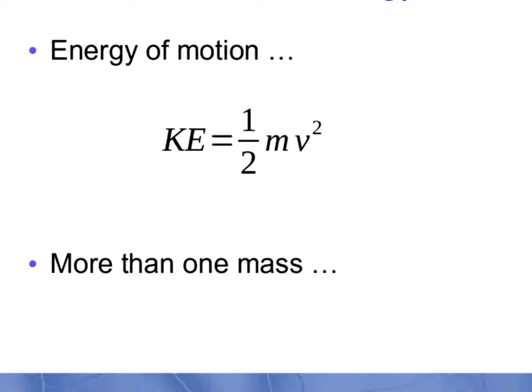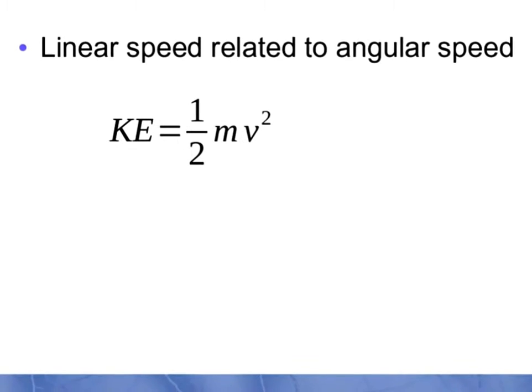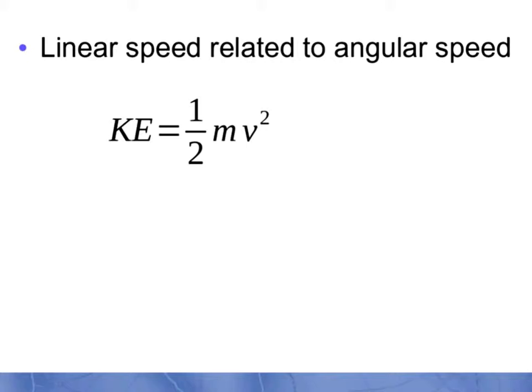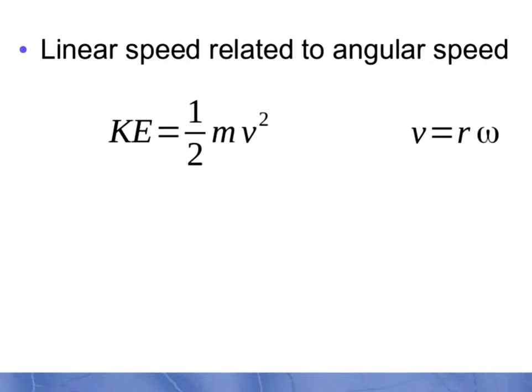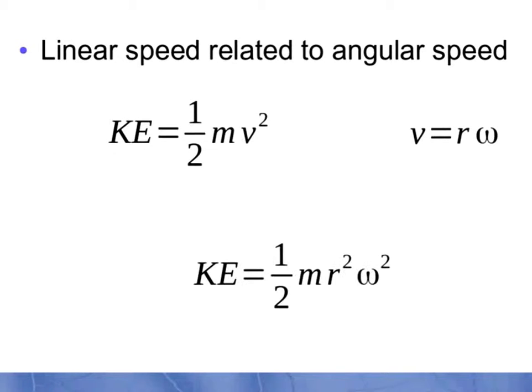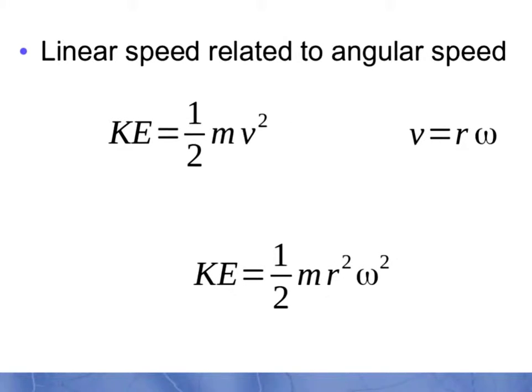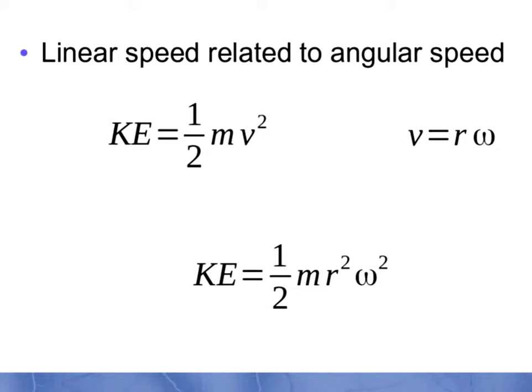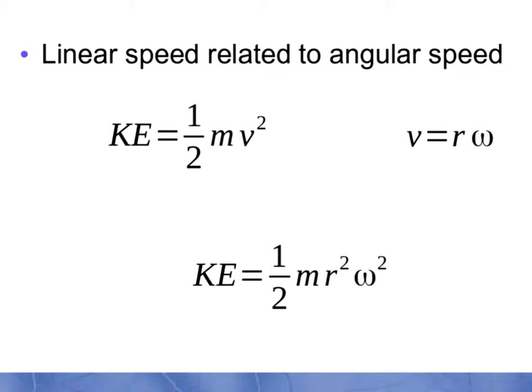Mass, I find the kinetic energy for each one and then add them up. So now we've got circular motion. If I start with this kinetic energy equation, I realize that my linear speed, my v, is related to the angular speed, where v was equal to r omega. And that means my equation becomes 1/2 m r squared omega squared, where r is the radius and omega is the angular speed, or angular velocity.